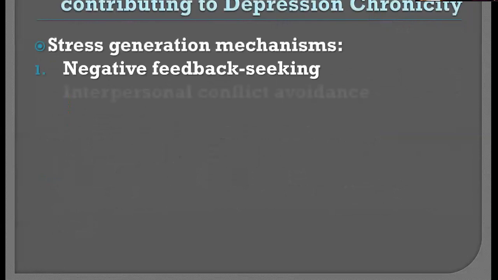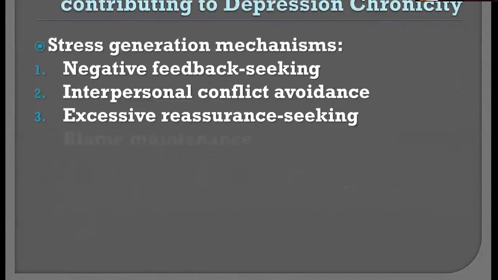He proposes 4 mechanisms of stress generation that fall under erosive and self-propagating. Let's go through them. So, negative feedback seeking. An example of this: Oh, this was dumb of me. I messed up. I'm a horrible person. I'm so stupid. Okay, why would somebody with depression do this?